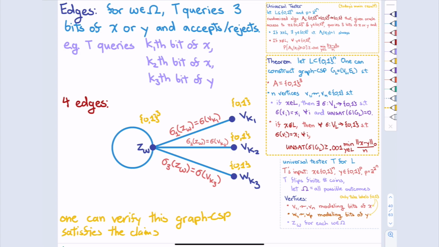Let's look at a case where t would reject x for this proof y and this particular omega. I want to make sure that at least one of the constraints fails. In the bad case, all of these pass so far, so at z omega the three letters correspond to those 3 bits of x and y. Now your goal is to come up with a label for this self edge that makes sure that, if those 3 bits are bad and would lead to t rejecting, then it fails.